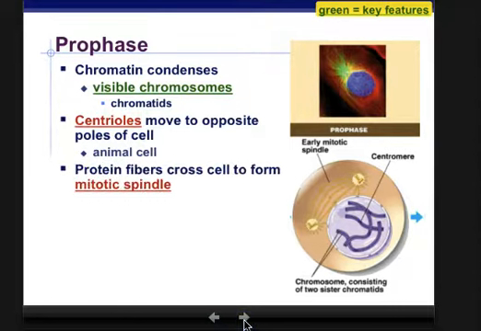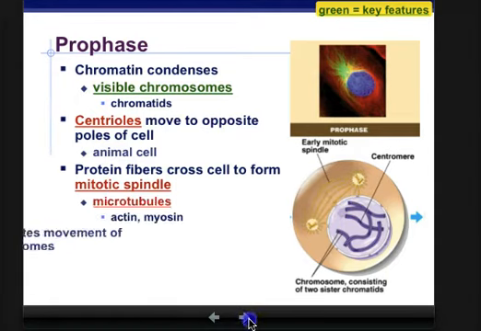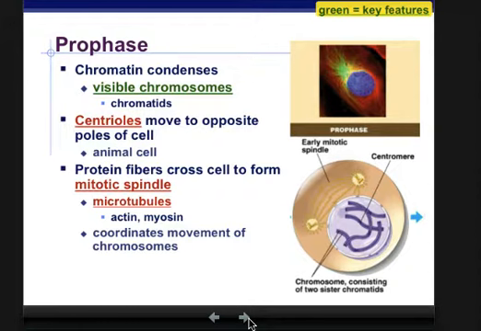So the protein fibers across the cell form mitotic spindles. You kind of call them strings, but they're much more firm than that. They're big fibers. And then the microtubules, the actin that we talked about earlier, are coordinating the movement of the chromosomes. And the nucleolus disappears and the nuclear membrane starts to break down.